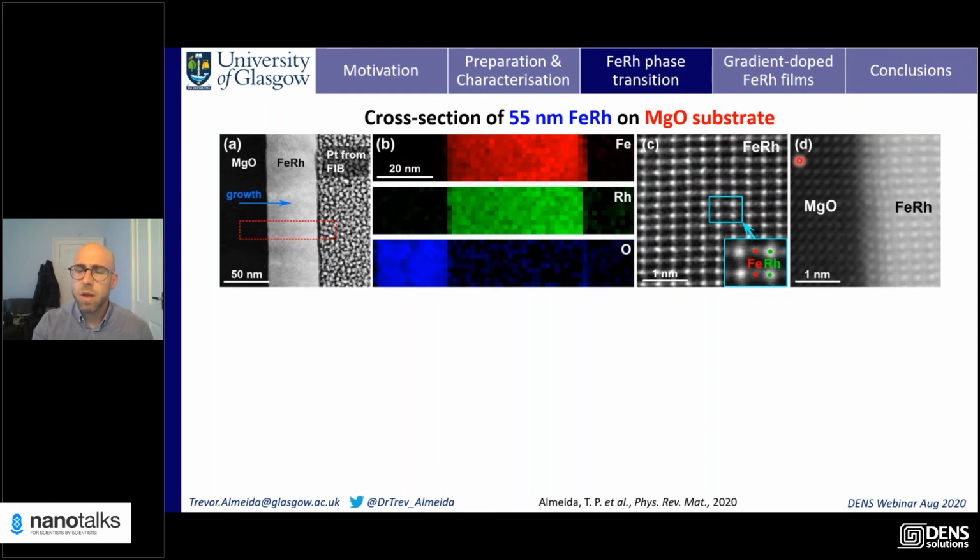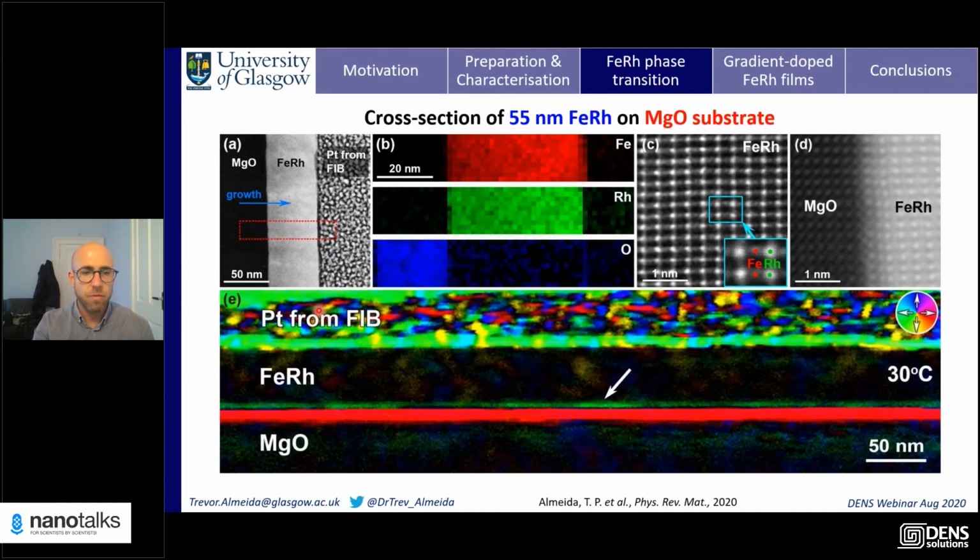We can also look at the interface, and here we've got the MgO and the iron rhodium, and you can see it's actually quite nicely epitaxially grown across the interface, although there are slight variations in the lattice parameters between these two phases, and so you will find some variations along this interface due to strain. Okay, so that's looking at the chemistry and structure of the sample. Now we want to move on to the magnetism of it.